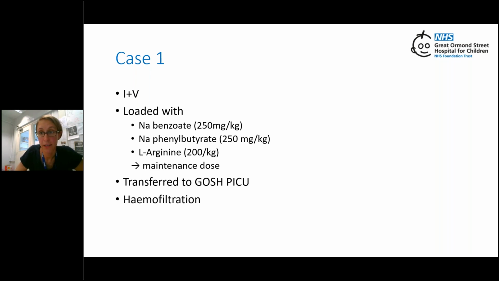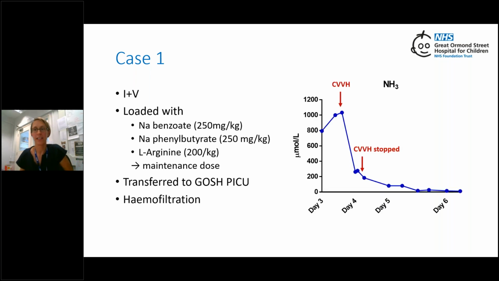And there he received hemofiltration in order to reduce the ammonia, because the ammonia is very toxic to the brain, and in order to prevent any long-term neurological sequelae, it really needs to be urgently managed to get the level down very quickly. And you can see here his ammonia level over time.